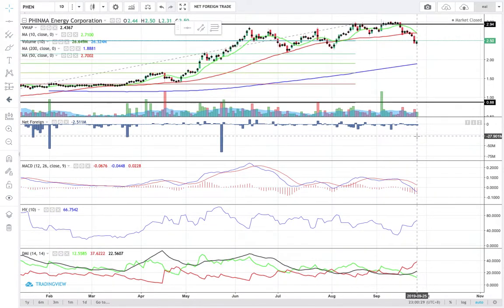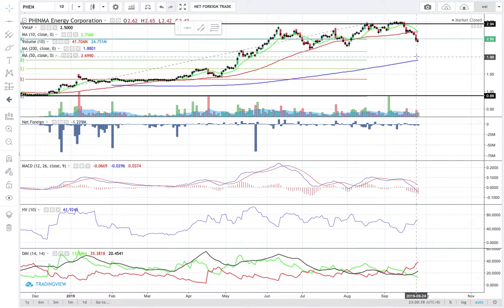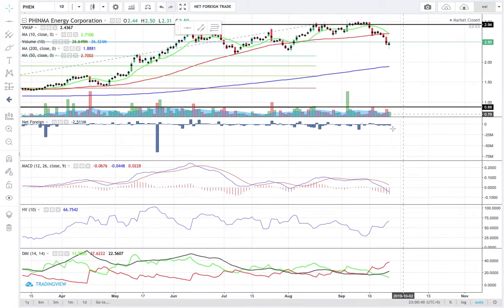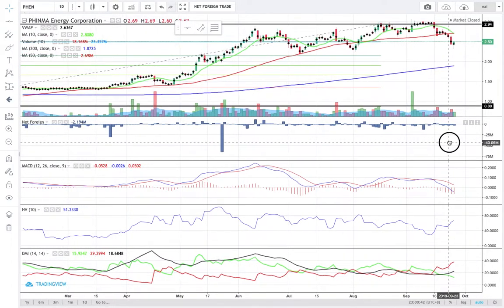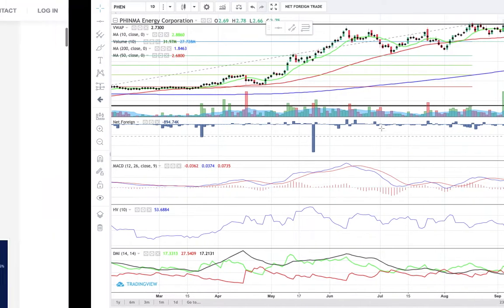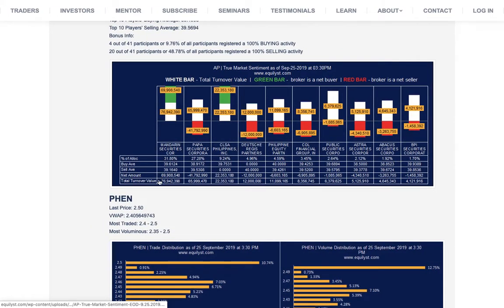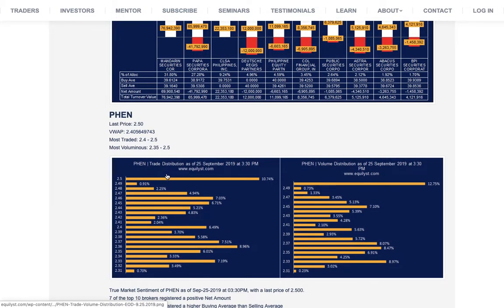Foreign funds registered a net foreign selling worth 2.5 million pesos. Risk level is moderate, and volume is quite good. It's a green volume bar, but it's still an invalid 10 MACD combo. The last price is higher than the VWAP, and the dominant range is closer to the intraday high than the intraday low.